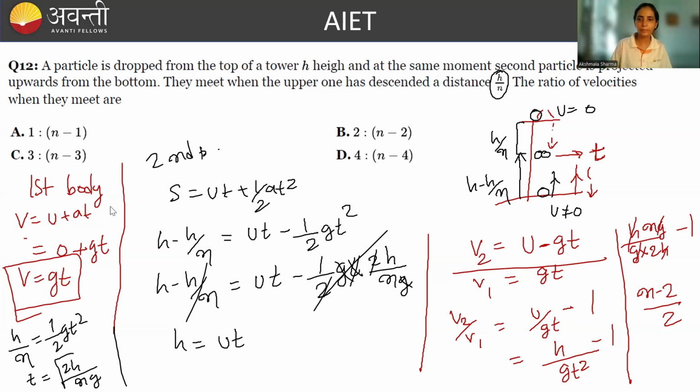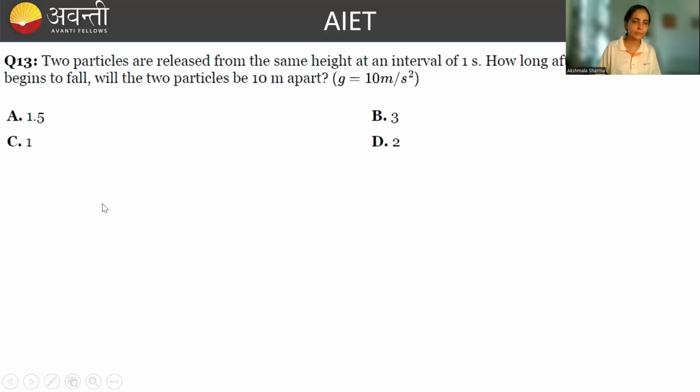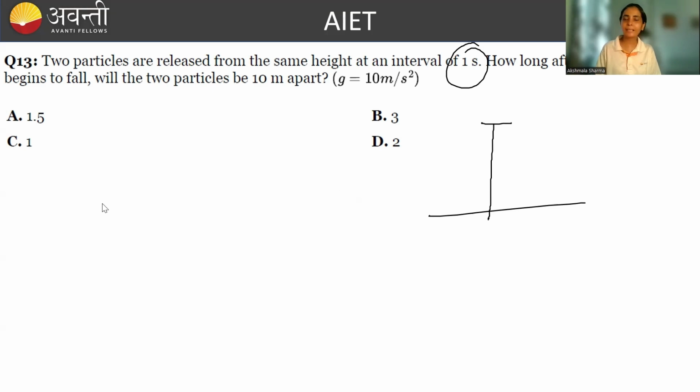Now let's move on to the next question. So the next question is this. Two particles are released from the same height at an interval of 1 second. How long after the first particle begins to fall will the two particles be 10 meter apart? Okay. So there is a certain height from which particles are getting released at a certain interval of time, and that interval is 1 second.